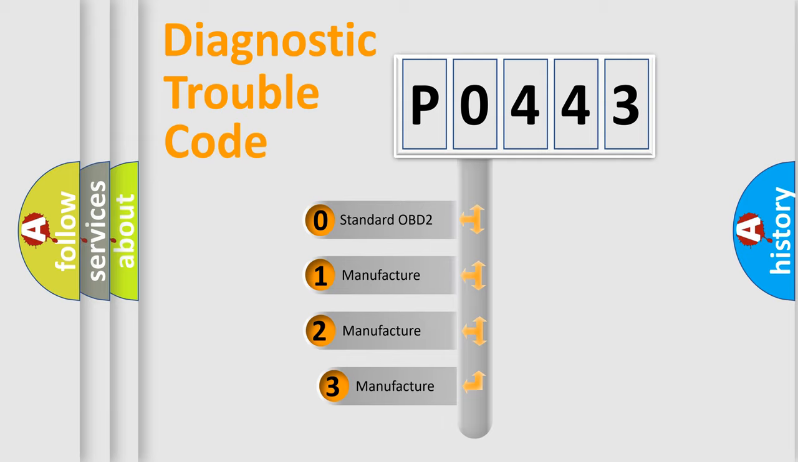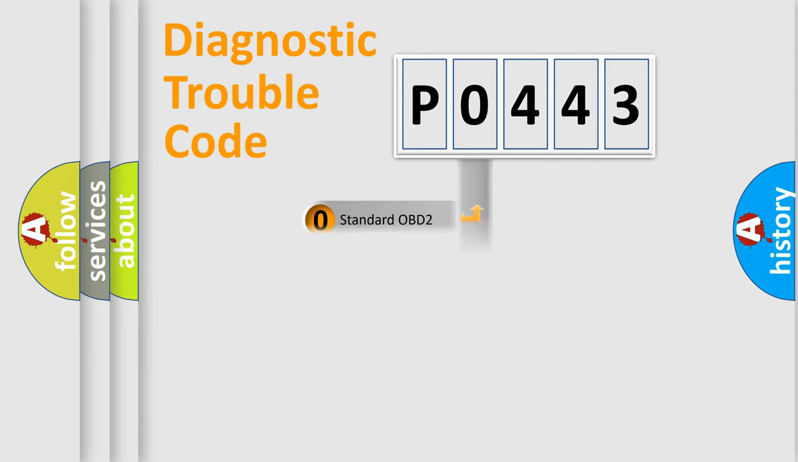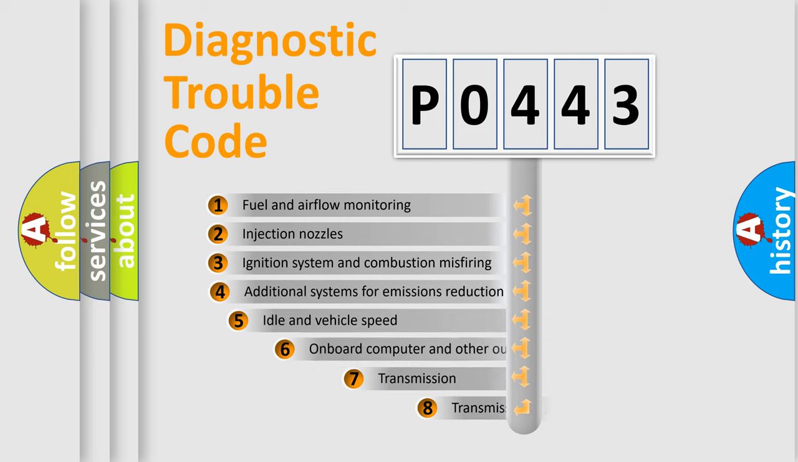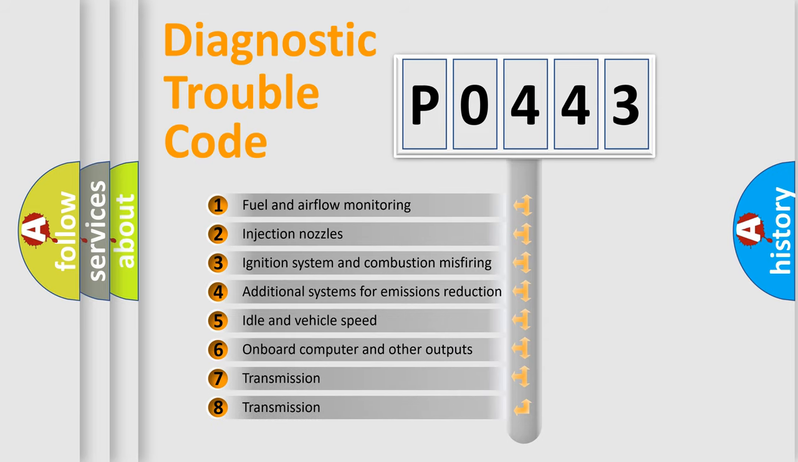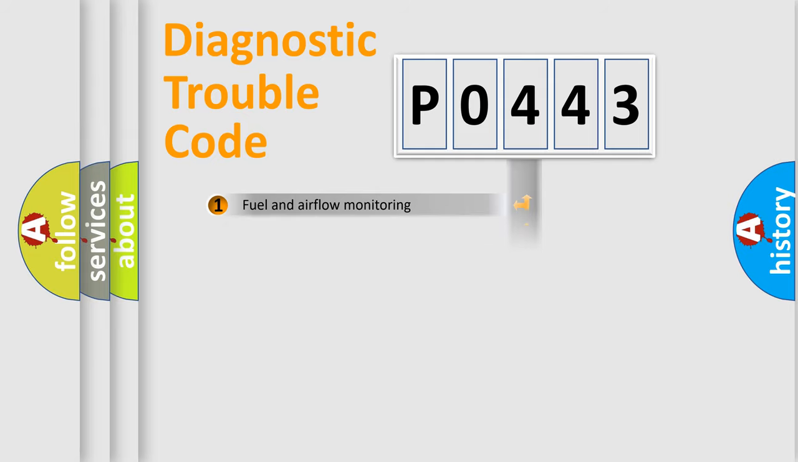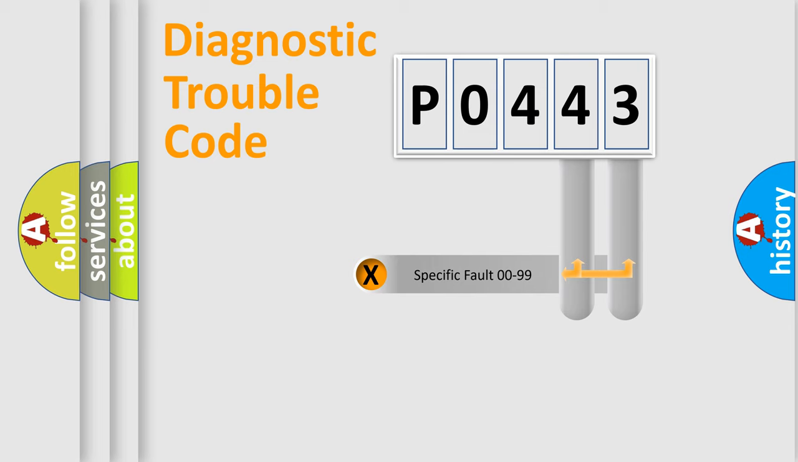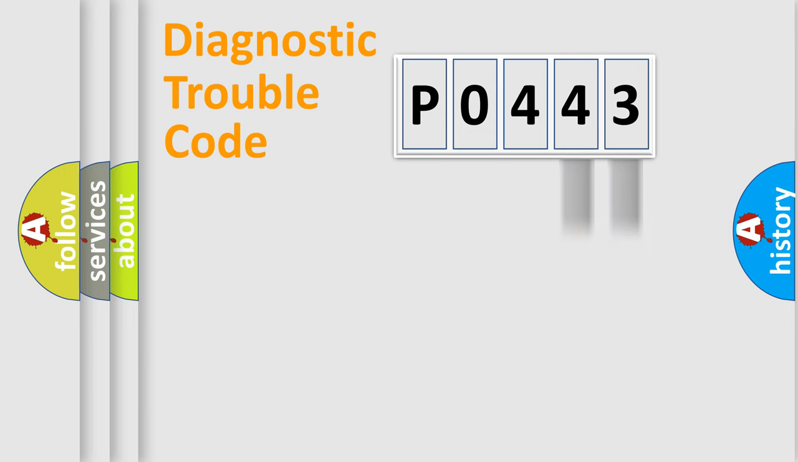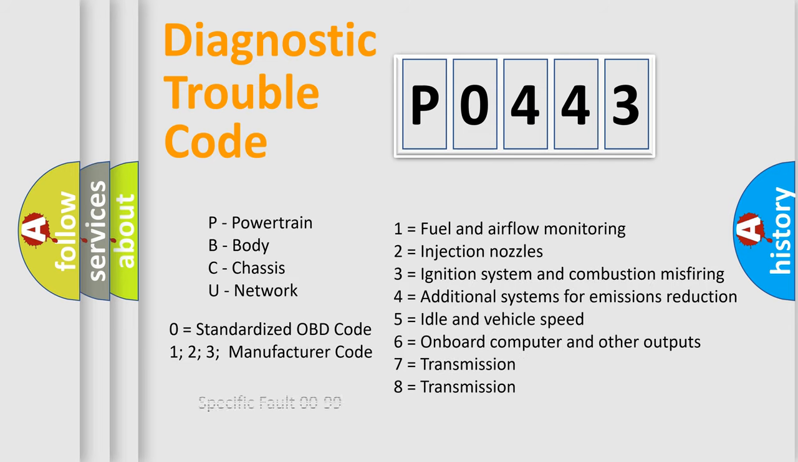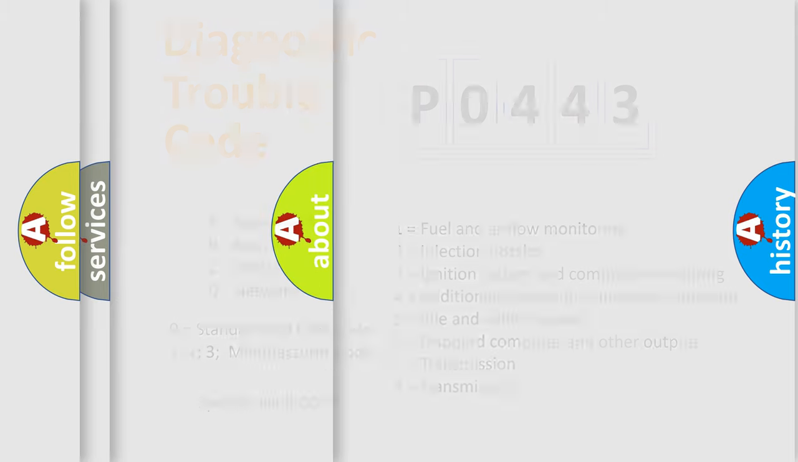If the second character is expressed as zero, it is a standardized error. In the case of numbers 1, 2, 3, it is a more specific expression of the car-specific error. The third character specifies a subset of errors. The distribution shown is valid only for the standardized DTC code. Only the last two characters define the specific fault of the group. Let's not forget that such a division is valid only if the second character of the code is expressed by the number 0.